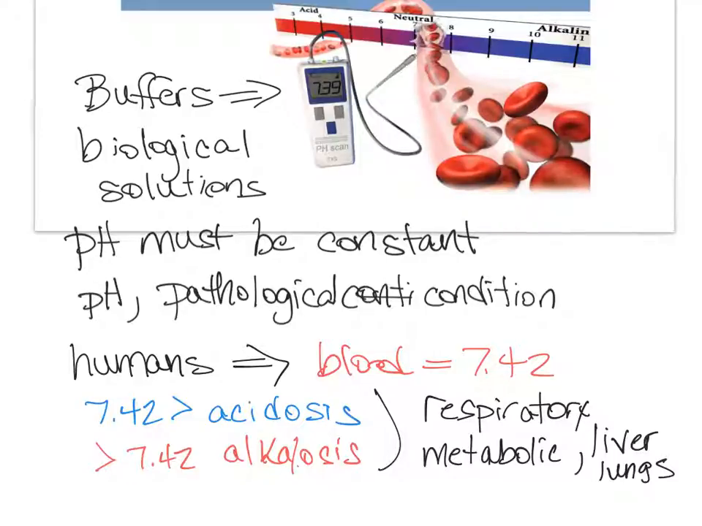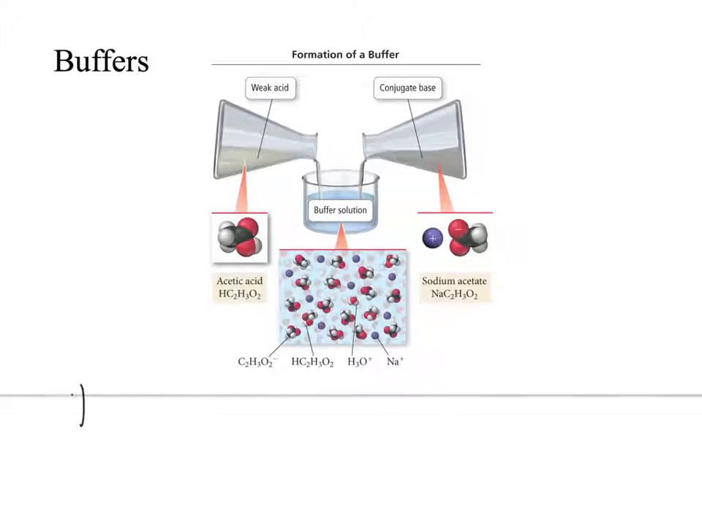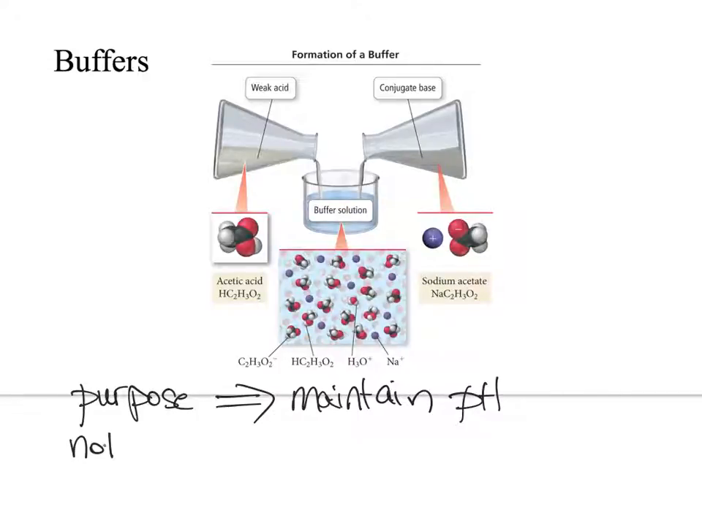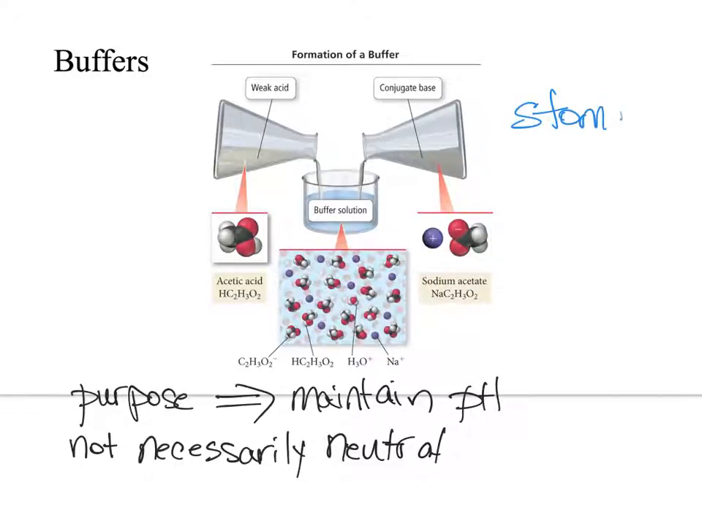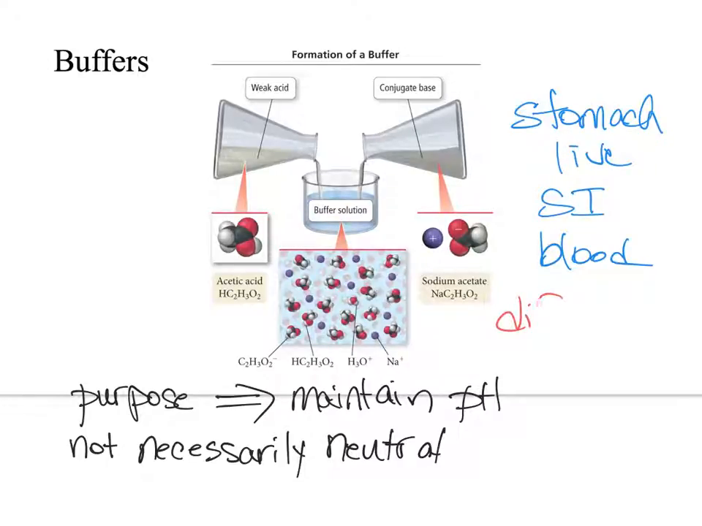So let's go ahead and take a look at what constitutes a buffer and some beginning definitions. The purpose of a buffer is to maintain pH. That doesn't mean that it is neutral. Not necessarily neutral. It really just depends on the system that we're talking about. For example, in human health, the stomach, the liver, the small intestines, and the blood will all have different optimum pHs.